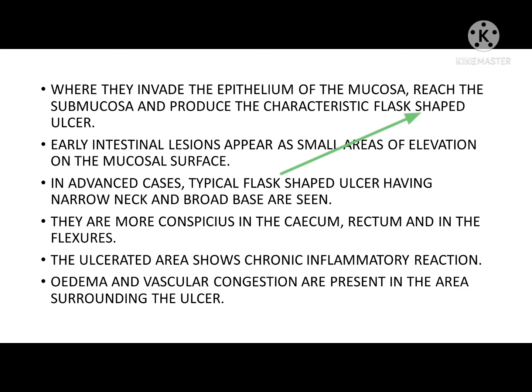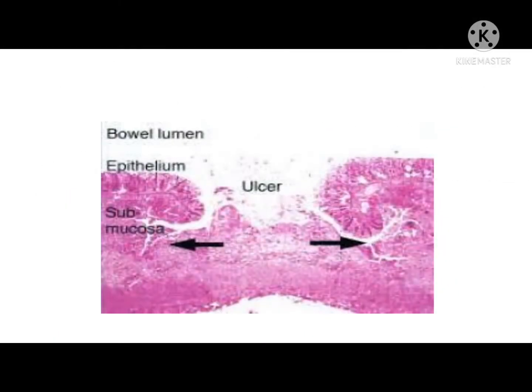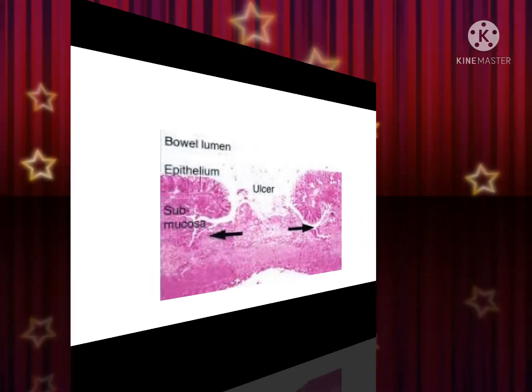produces a flask-shaped ulcer. At the beginning, early lesions are found in the intestinal regions, where small elevated areas are found on the mucosal surface, and in the later or advanced stages, these flask-shaped ulcers have narrow necks and broad bases. They are mostly found in the rectum and the cecum region. In the later period, they show chronic inflammation, edema, and vascular congestion in the area where the ulcers are formed. Now here are some slides which show how these ulcers look.